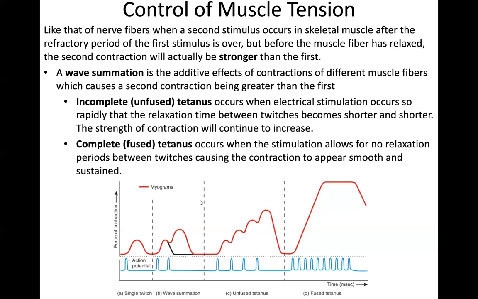Now, I'm sure you've heard of tetanus before, right? In fact, we talked about getting a tetanus shot and why we need to do that. Well, tetany in your muscles is where those muscles are continually contracting. There are two different forms of tetanus: unfused and fused, or incomplete and complete. Incomplete or unfused occurs when the electrical stimulation occurs so rapidly that the relaxation time between twitches becomes shorter and shorter. And that's what we're showing here. The action potentials are pretty close together, but not nearly as close together as here. So we contract, we start to relax, but then we zap it again, we contract, start to relax, and we're growing in strength of contraction.